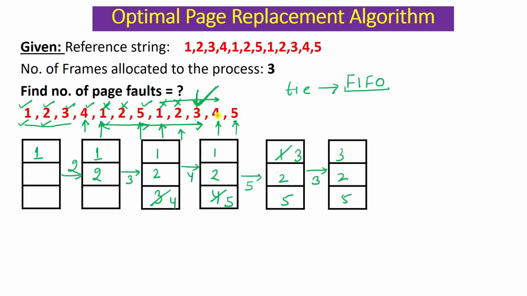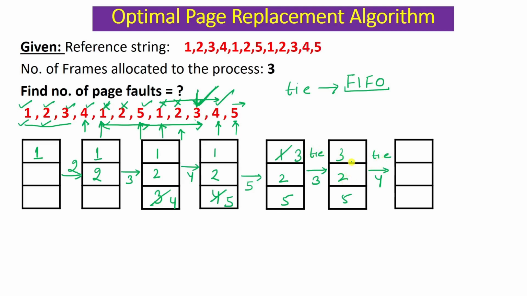Now let's see 4. So 4 is not here, so 4 will generate a page fault. Now the question is which page should be replaced? So 5 is getting used in the future, right? But 3 and 2 are not getting used. So again here we have a tie. Tie was here also, and here it is also a tie.